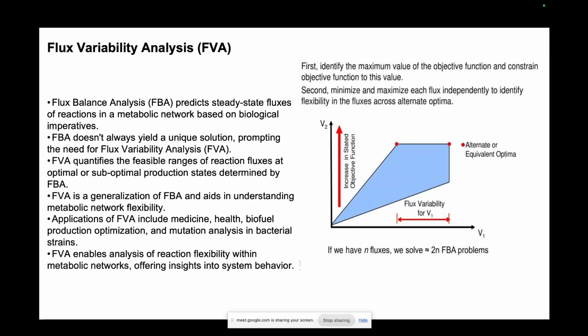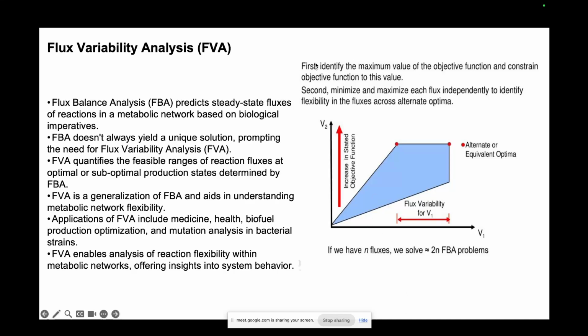Next comes the concept of flux variability analysis. It's another modification of flux balance analysis. Flux variability analysis quantifies the feasible ranges of reaction fluxes at optimal and suboptimal production rates, and that is determined by FBA. Flux variability analysis is a generalization of the FBA network, and it aids in understanding of the metabolic flexibility.